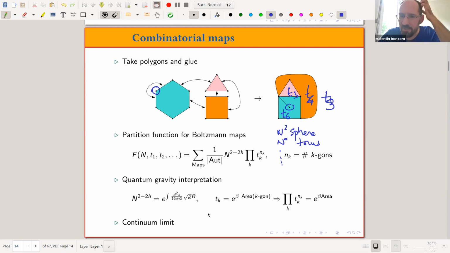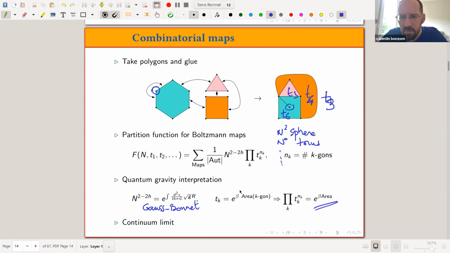Now, how do you get a quantum gravity interpretation out of that? Well, from the Gauss-Bonnet theorem, you know that if you have something to the power 2 minus 2h, it's basically the integral of the curvature. Okay, exponential of the integral of the curvature is n to the 2 minus 2h. And if you say that this coupling tk, this weight on k-gons, is proportional to exponential of the area of the k-gon, then the product is the whole area. Okay, so basically the tk are exponential of the area of the k-gon.